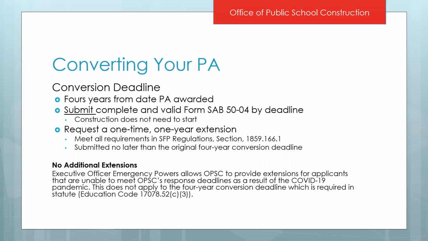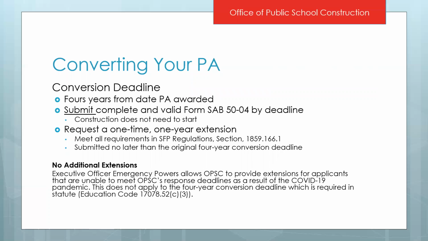So converting your PA, there is a deadline to when all of this needs to be completed. It's 4 years from the date that your preliminary apportionment was awarded. Now, what needs to be done by that 4-year deadline is just submitting that complete and valid 5004. You do not need to start construction. There is a one-time 1-year extension that you can request, and as long as it meets all of the requirements in regulation, it will be approved as a consent item. That request for the extension must be submitted prior to your deadline, or you convert prior to your deadline. But beyond that one-time 1-year extension, there are no other additional extensions that we can provide.